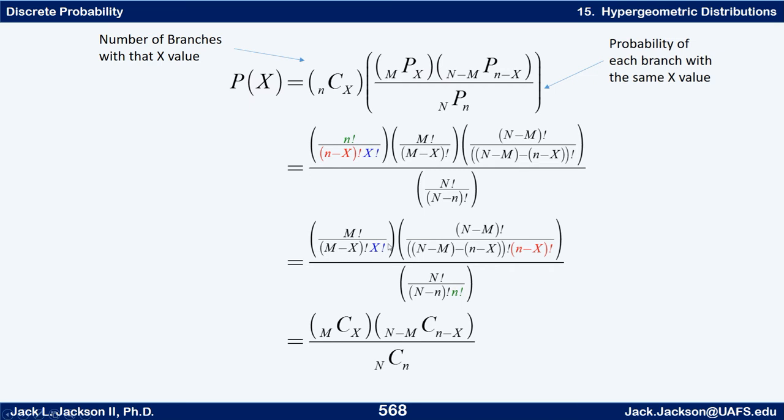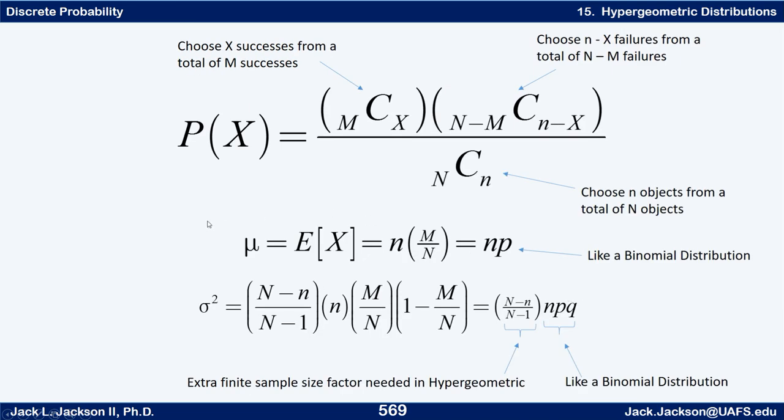Well, when you do that, this becomes m choose x. This becomes n minus m choose n minus x. And this one becomes N choose n, big N choose little n. Well, this last formula is actually a better way to think of it. And we've actually looked at this problem before and came up with this formula.